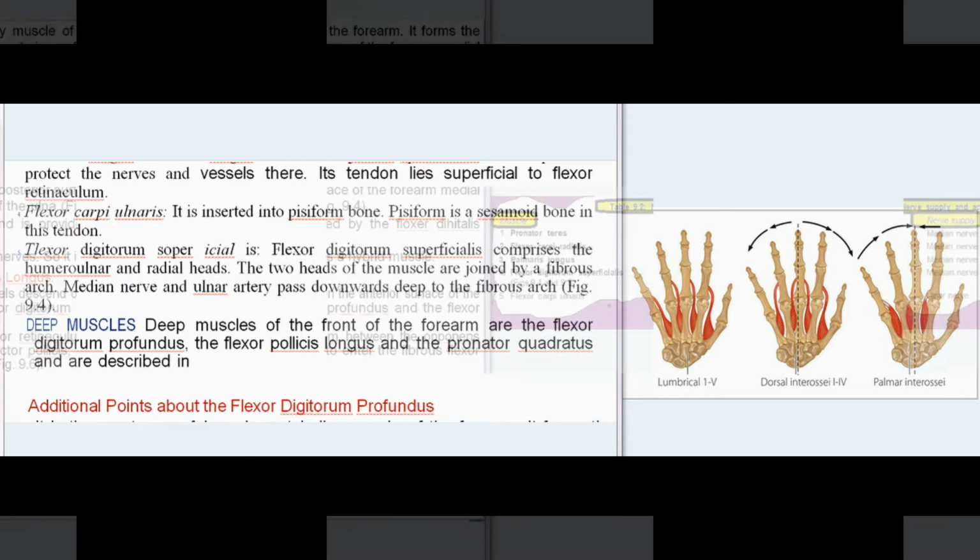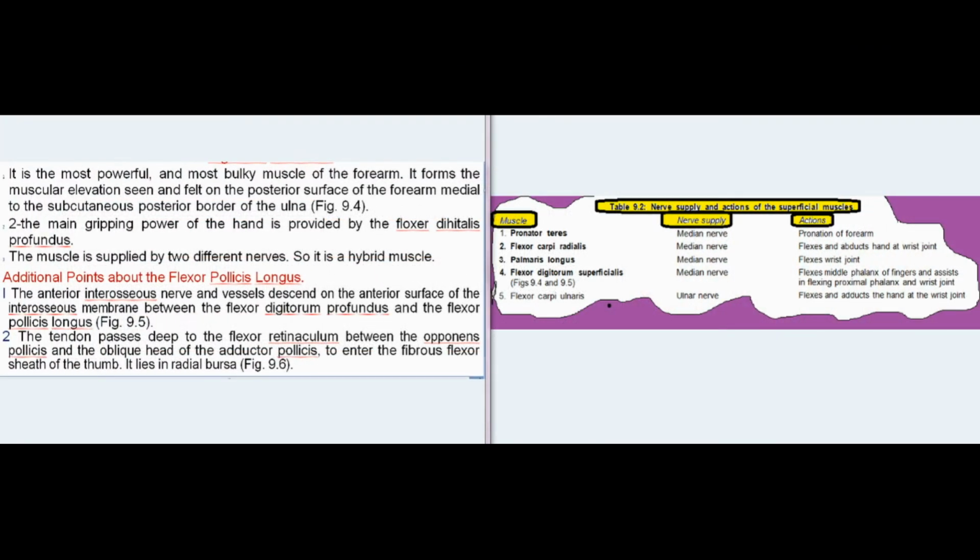Additional points about the flexor digitorum profundus. 1. It is the most powerful and most bulky muscle of the forearm. It forms the muscular elevation seen and felt on the posterior surface of the forearm, medial to the subcutaneous posterior border of the ulna, Fig 9.4. 2. The main gripping power of the hand is provided by the flexor digitorum profundus. 3. The muscle is supplied by 2 different nerves. So it is a hybrid muscle.